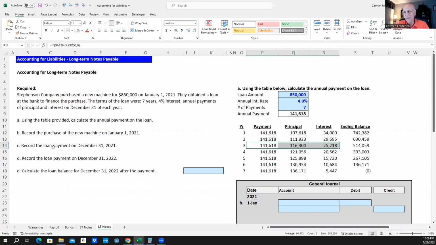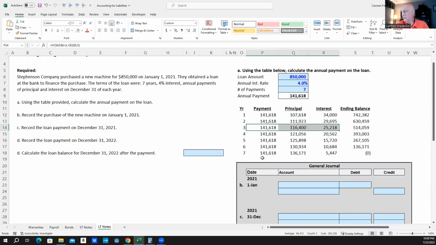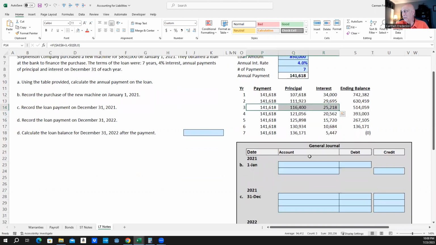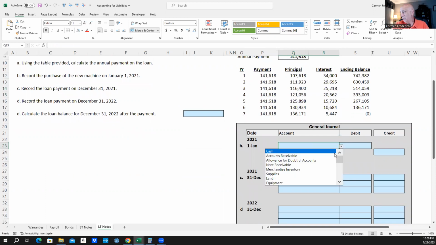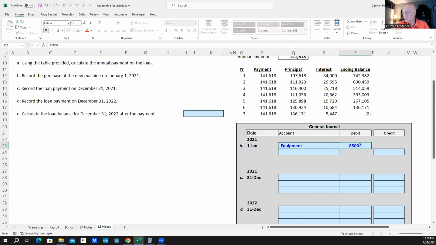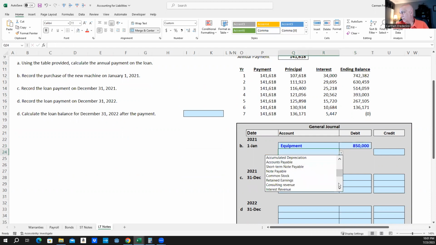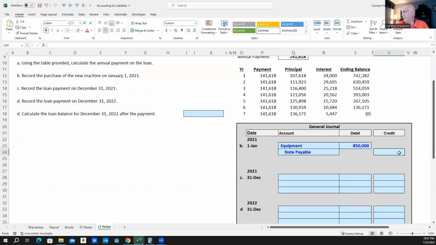So we can journalize this. So first of all, let's record the purchase of the new machine on January 1st of 2021. So we have the machine, let's find it, equipment, $850,000. And we put the note payable on the books, loan payable, note payable, $850,000. So there's the note going on the books, the amount we owe the bank.